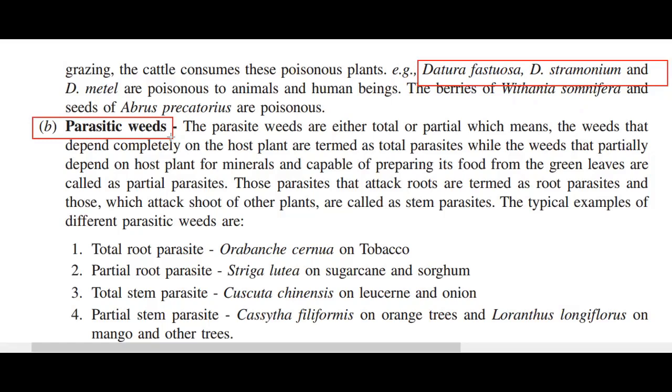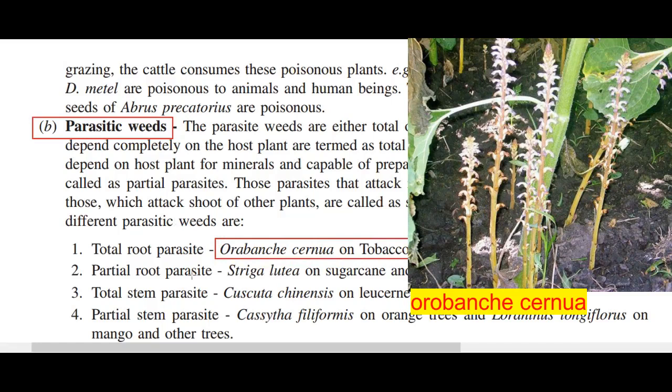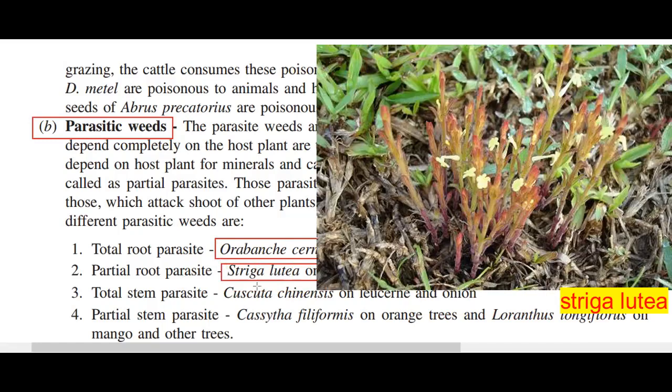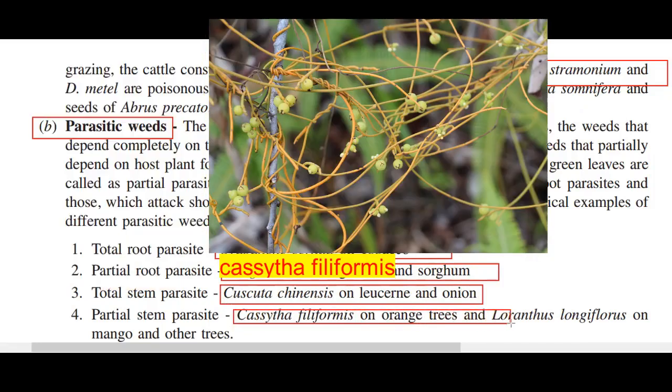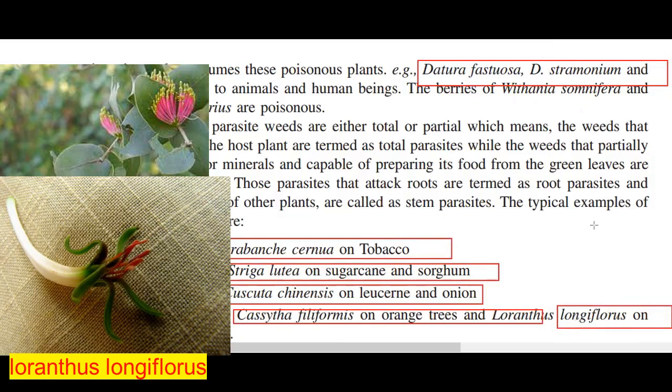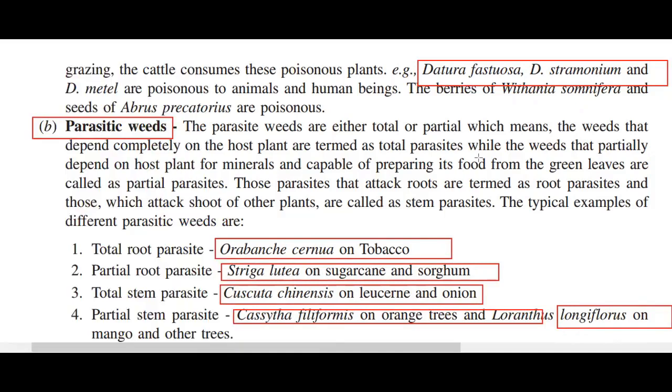As per example, the total root parasite is Orobanche cernua on tobacco, and the partial root parasite is Striga lutea on sugarcane and sorghum. Total stem parasite is Cuscuta chinensis on lucerne and onion, and the partial or semi-stem parasite is Scurrula filiformis on orange trees, and Loranthus longiflorus on mango and other tree species. So there are four types of parasitic weeds: total root, semi-root, total stem, and semi-stem parasite.